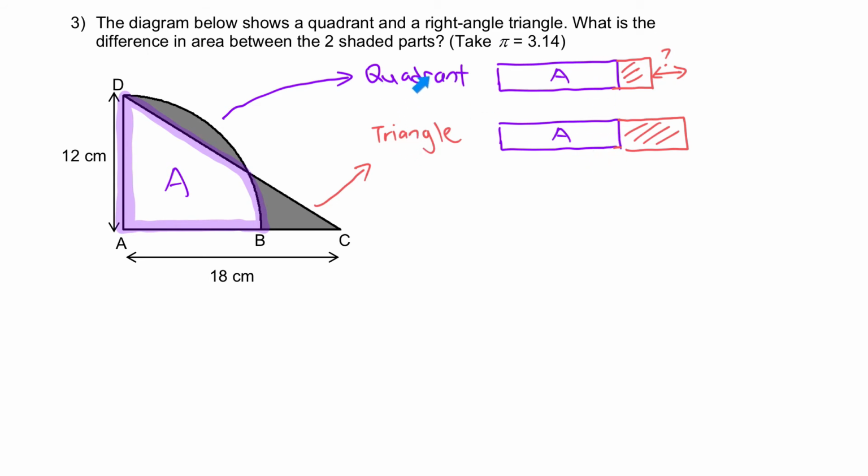That means I'll just take the difference between the quadrant and the triangle area. Now, as of now, I'm not too sure who has a bigger area, whether it's the quadrant or the triangle. It doesn't really matter. I will just take the difference in their area and that will give me the answer. So let's first figure out the area of the quadrant.